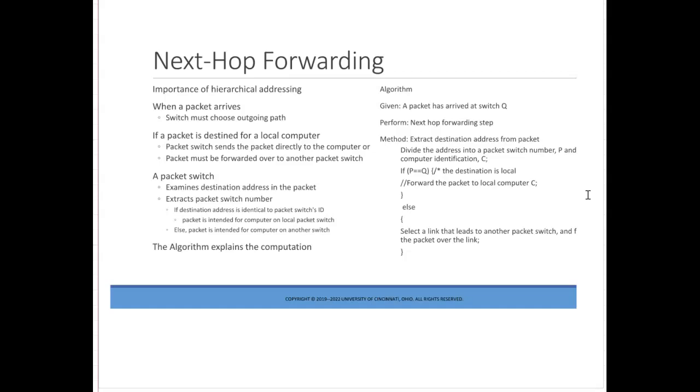To choose, a packet switch examines the destination address in the packet and extracts the packet switch number. If the destination address is identical to the packet switch's ID, the packet is intended for a computer on the local packet switch. Otherwise, the packet is intended for a computer on another packet switch. The algorithm explains this computing.